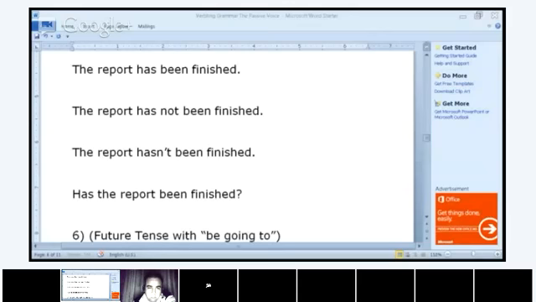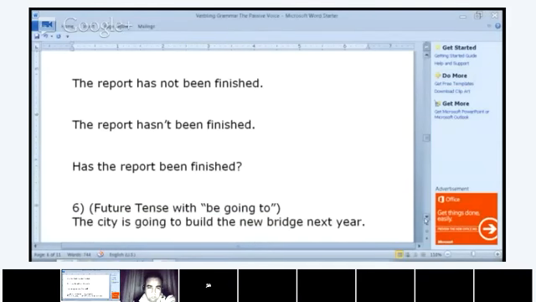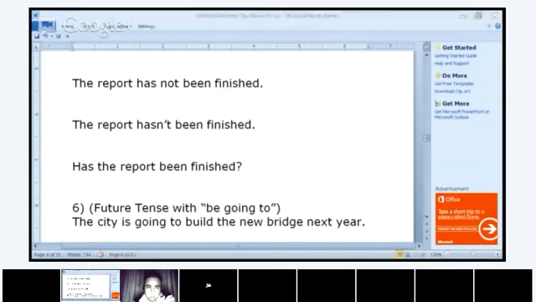I think that's a great situation. And so this is the next sentence. So if people can put some of their ideas into the text box. So negative form of this and a question form of this. Somebody to build a new bridge next year. To build.